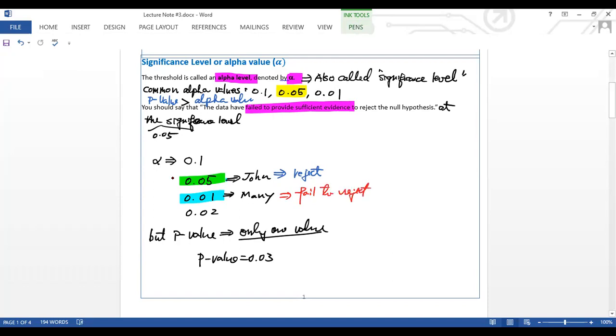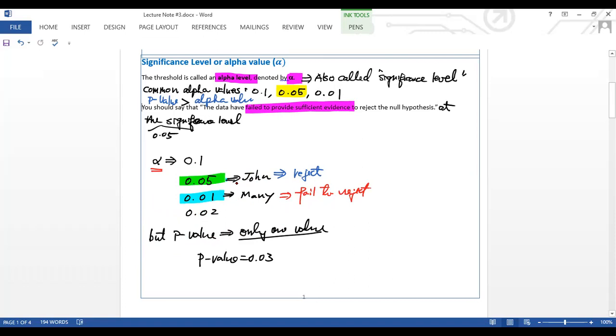So if you only give the significance level or the alpha value without providing the p-value, you probably do not get a good idea of why, for the same data, John rejects and Mary fails to reject. So even for alpha, you still sometimes cause confusion because we only have one p-value. So the best is to provide a p-value, then provide your significance level, okay?